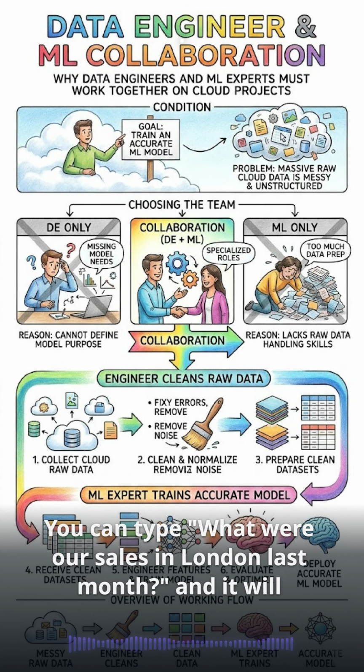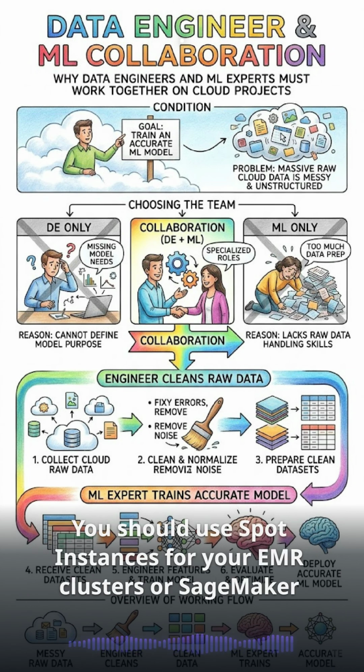We must also focus on cost optimization, which means spending as little money as possible on the cloud. You should use Spot instances for your EMR clusters or SageMaker training jobs if you want to save up to 90%.